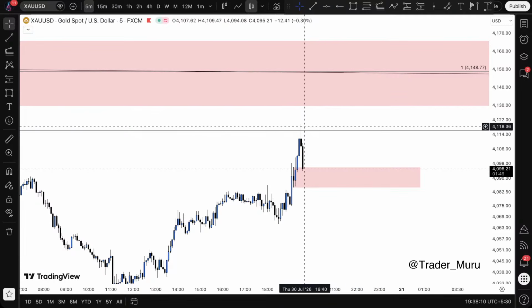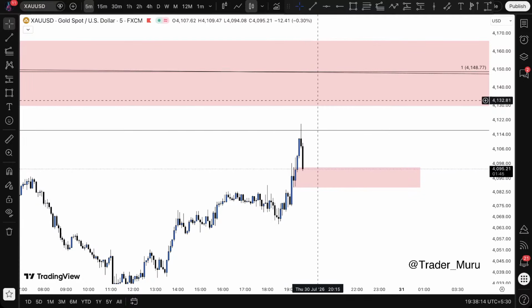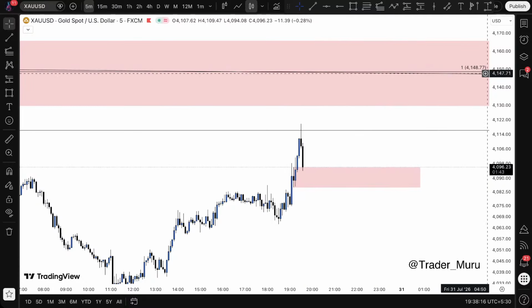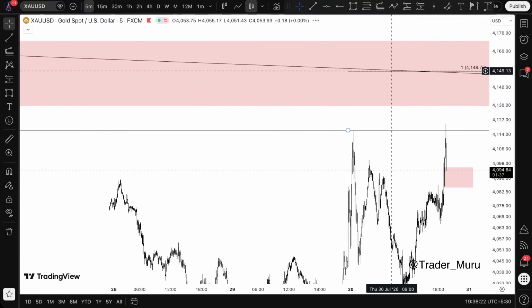See, liquidity taken, now it is dropping. If this area holds, we will see another pump near 4,148. Then downtrend may start.